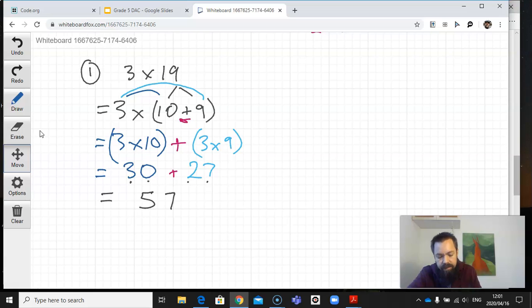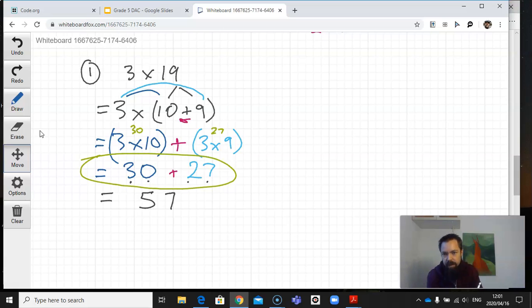So it looks like I've done quite a lot of writing over here, and I have. And as you practice this, you'll be able to skip out some of these steps when you write it down. So I might, for example, have left out this step and then just jotted down 30 and 27 above and gone straight to the answer. That would have saved me some time.